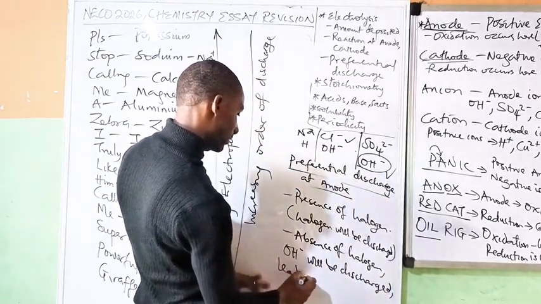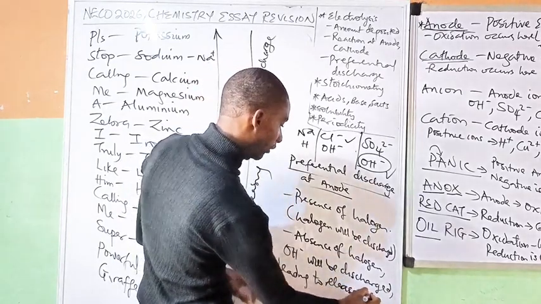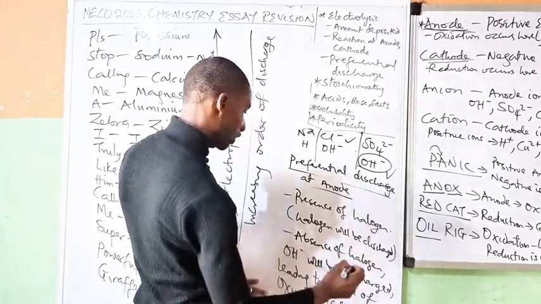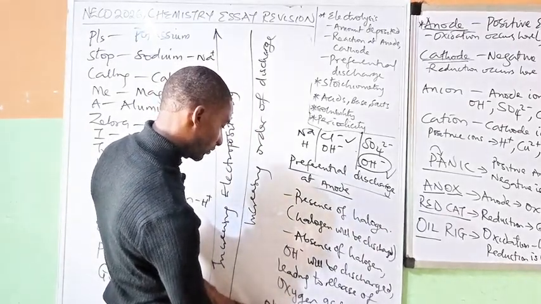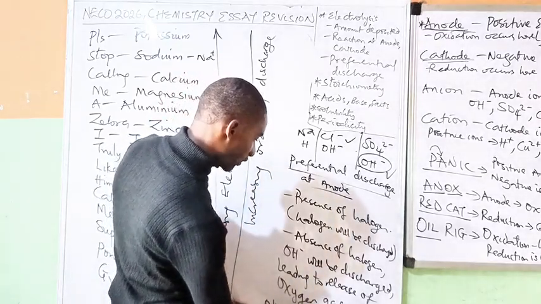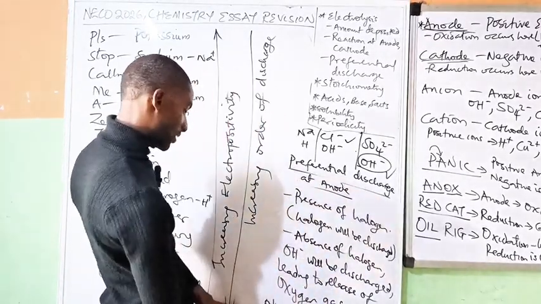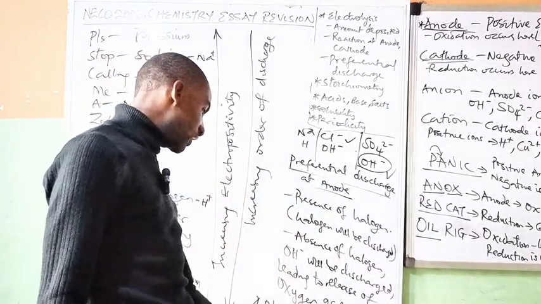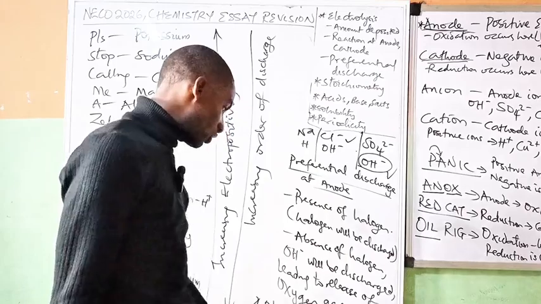leading to release of oxygen gas, liberation of oxygen gas. So you are going to have a reaction like this: 4OH minus liberating 2H2O plus O2, oxygen gas. If you look at this equation, oxygen on this side, there are 2 and 2, 4 oxygen, 4 hydrogen, 4. So this equation is balanced.